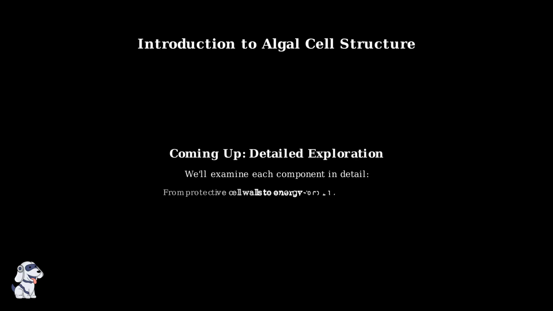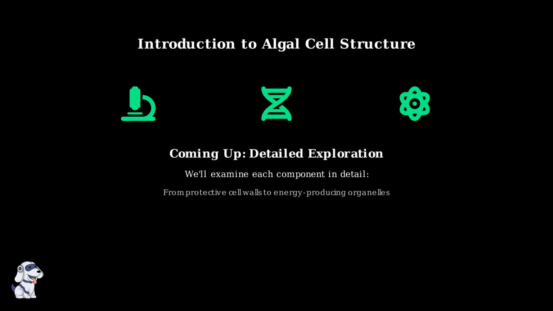Each of these cellular components plays a crucial role in the algae's ability to photosynthesize, reproduce, and adapt to their environment. In the following sections, we'll dive deep into each component to understand exactly how they work and why they make algae so remarkable. The cell wall serves as algae's first line of defense. Think of it as their protective armor against the outside world.